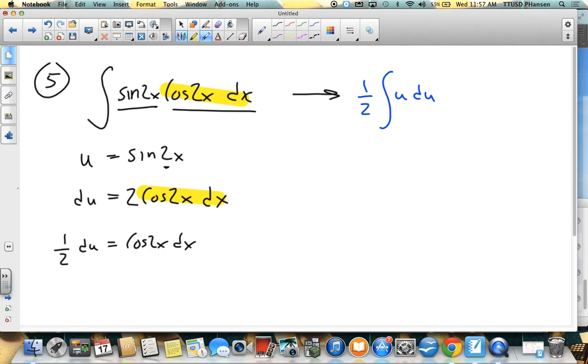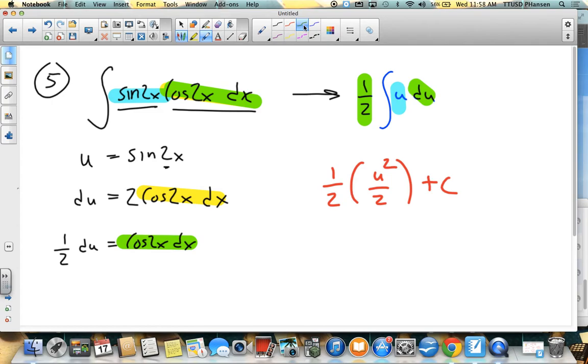That's it. So I'm going to mark this up a bit here. My 1/2 du, right, is all this stuff, cosine 2x dx, right? And my u, this part, is this part. Saying those two integrals are ultimately the same once I substitute, and then I'm going to back substitute. So now I'm going to integrate, and then we'll get 1/2. When I take the integral of u, I get u squared over 2.